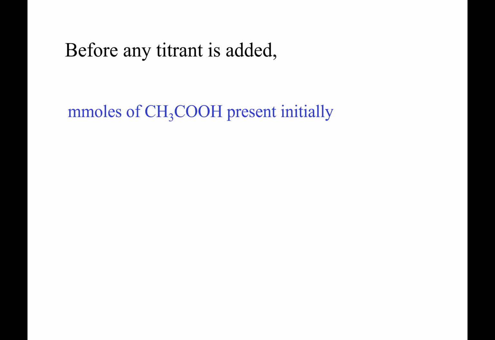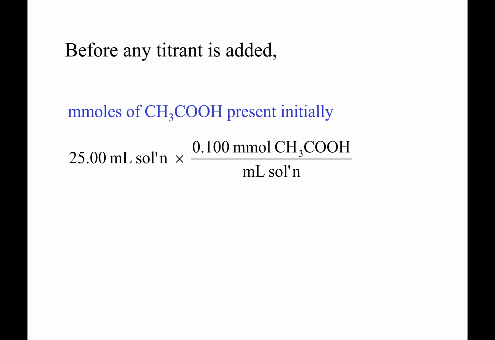All right, so let's count beans. Let's keep it in millimoles instead of moles. It's just easier. So we can get to millimoles of the acetic acid we started out with by taking the volume, 25 milliliters, and multiplying it by the molarity, 0.100 millimoles over 1 milliliter. And that will give us 2.50 millimoles of CH3COOH.